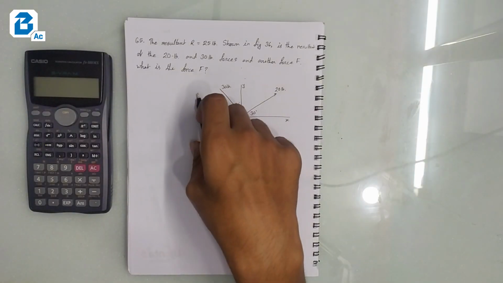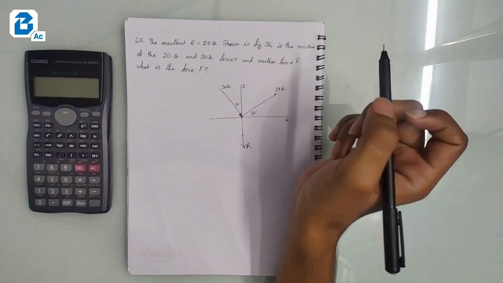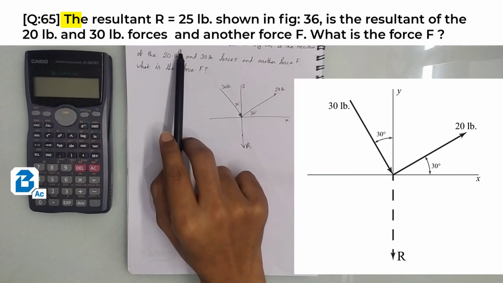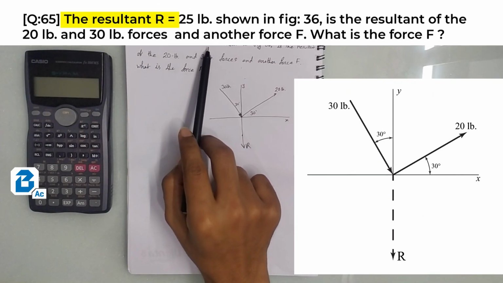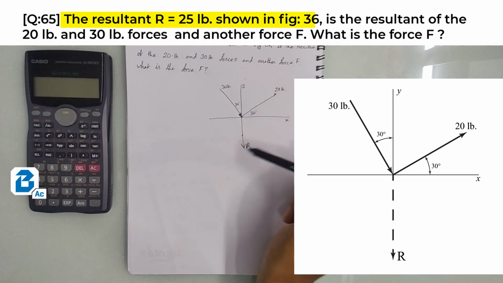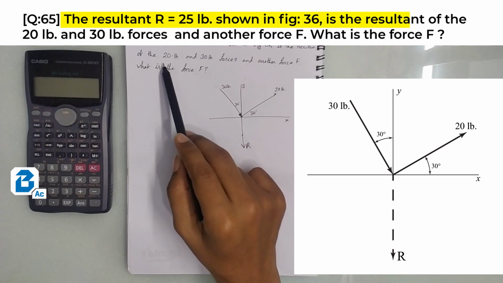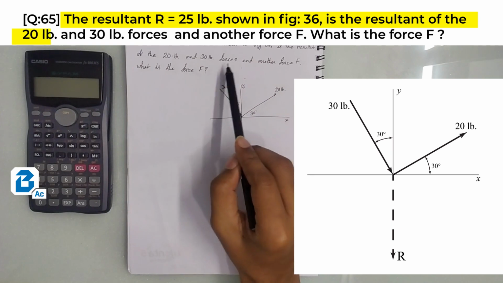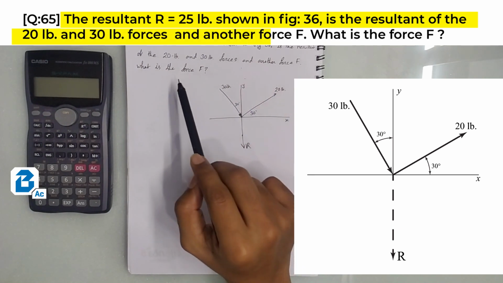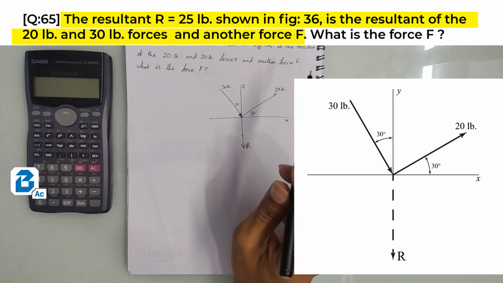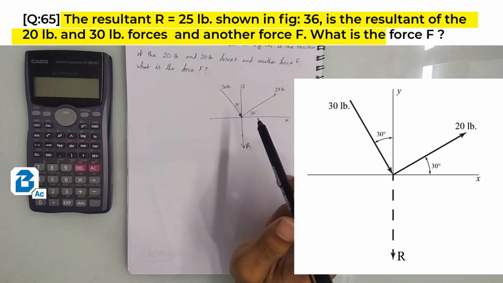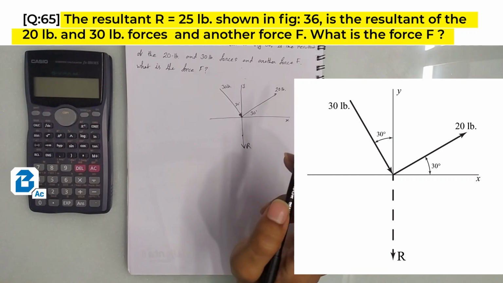Hello everyone, today we will solve another resultant problem. Here the problem states the resultant R equals 25 pound shown in figure 36, which is this one, is the resultant of the 20 pound and 30 pound forces and another force F. What is the force F? So we have an unknown force F and we'll have to find the magnitude and the angle of it.